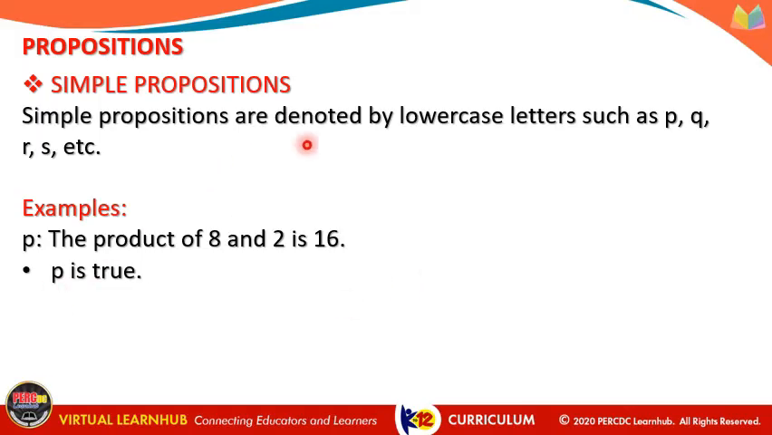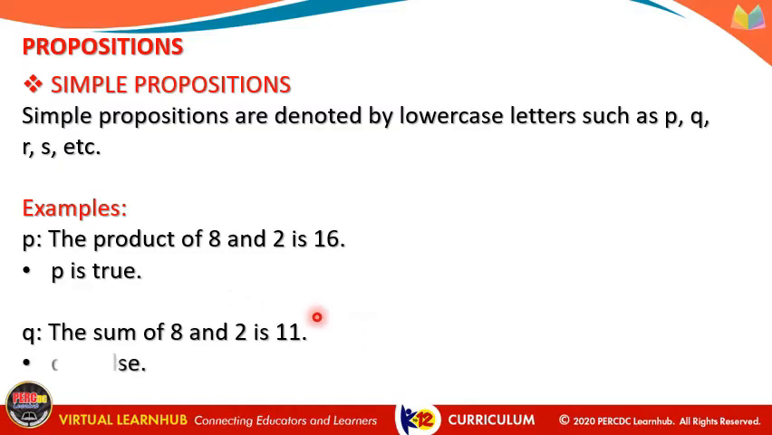So most of the time, variables or lowercase letters are used just to make statements simpler. Instead of rewriting the entire proposition, just say, okay, the proposition P is true. Let's say you have this one. The sum of 8 and 2 is 11. And let's say this is assigned as proposition Q. Once again, is this proposition true or not? Is the sum of 8 and 2 11? Of course, it's false. Thus, you can just say Q is false.